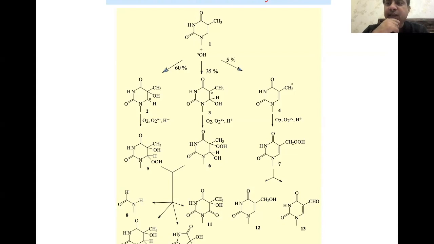So thymine glycol and the formyl uracil are basically the two important products which are formed when the thymine base of the DNA undergoes reaction with hydroxyl radical.